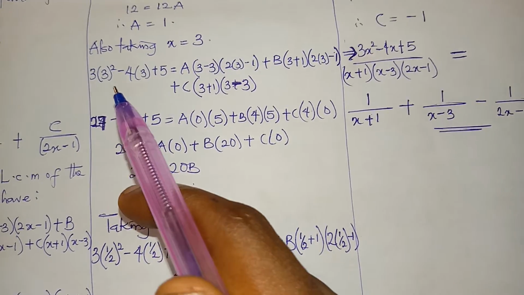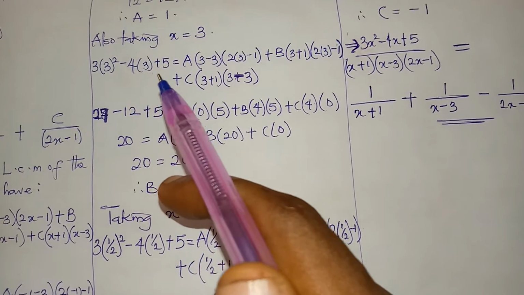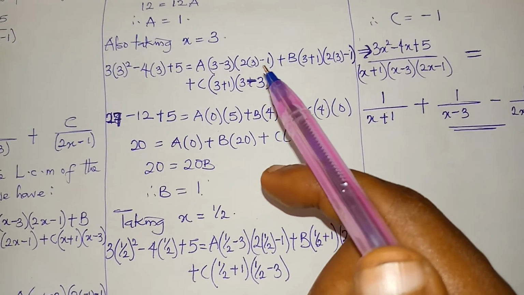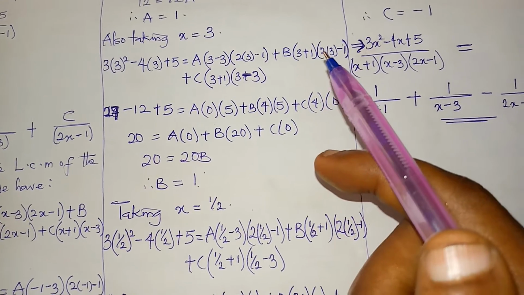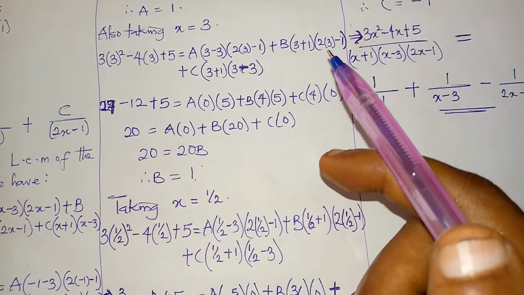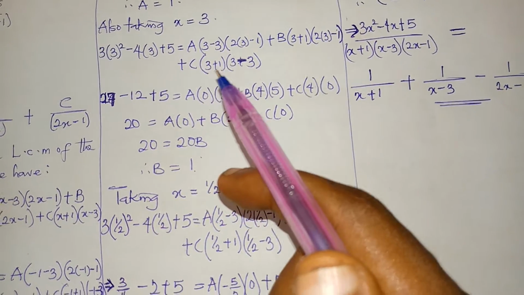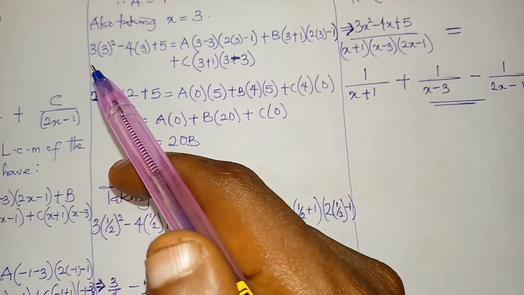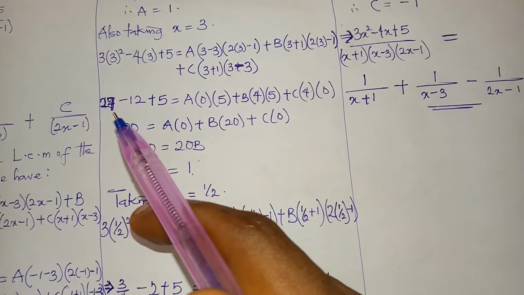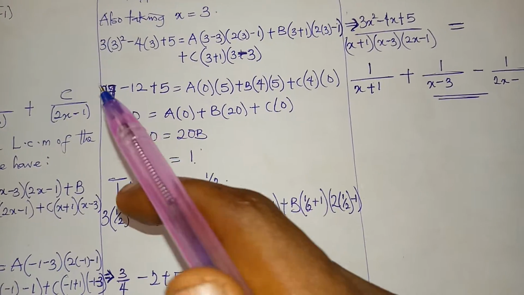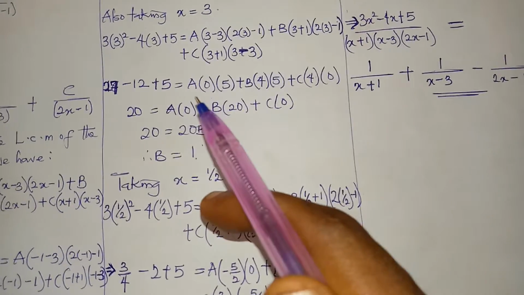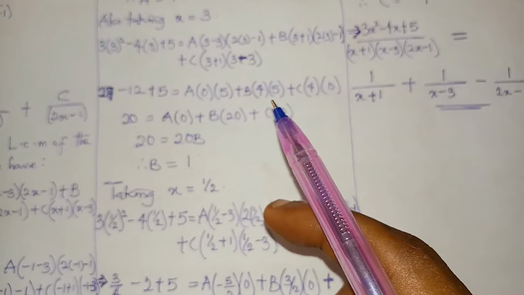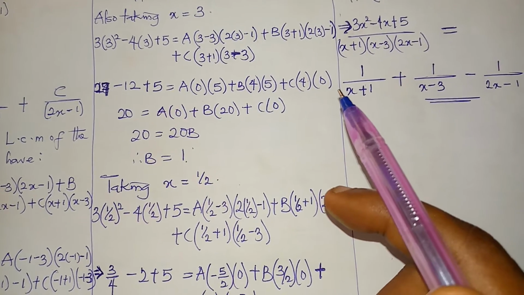That's why you have it as 3 into bracket 3 squared minus 4 into bracket 3 plus 5 equals a into bracket 3 minus 3, 2 into bracket 3 minus 1 plus b into bracket 3 plus 1, 2 into bracket 3 minus 1 plus c into bracket 3 plus 1, 3 minus 3. 3 squared gives us 9. 9 times 3 gives us 27. 27 minus 3 times 4 gives us 12. 27 minus 12 plus 5 equals a into bracket 0 into bracket 5 plus b into bracket 4 into bracket 5 plus c into bracket 4 into bracket 0.